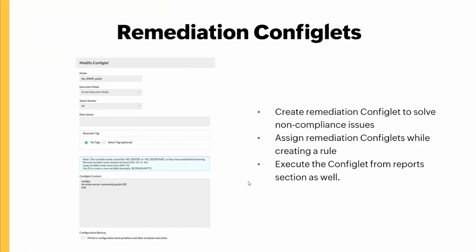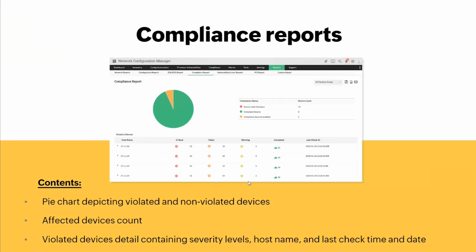So what does this do? With the help of these remediation configlets, network admins can automatically fix non-compliant configurations on network devices when a compliance check identifies deviations. Now let's move on to the compliance report. The compliance report provides in-depth information about which devices are compliant and not compliant, along with the date and time of the last compliance check.